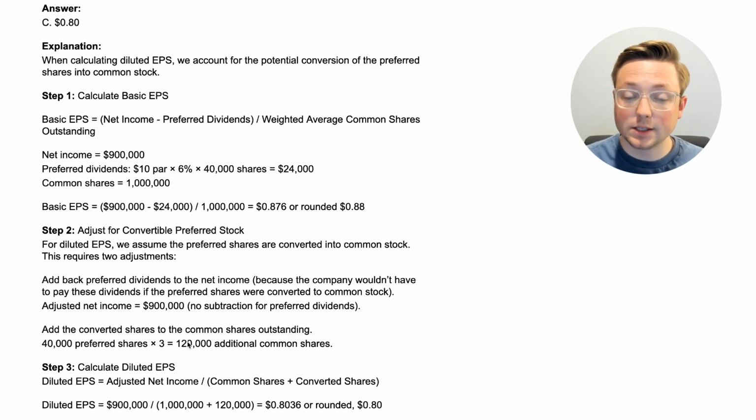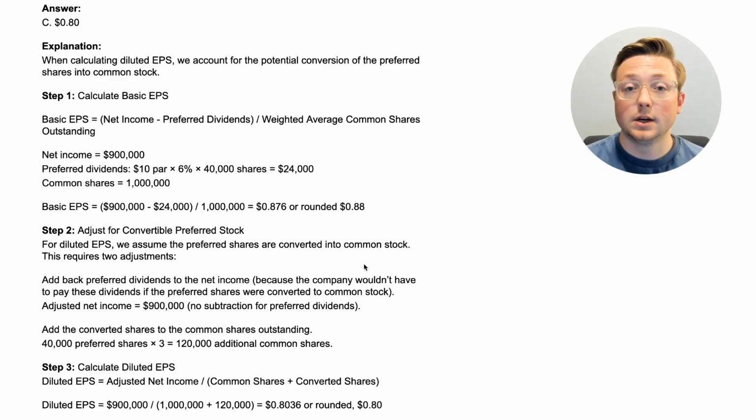So with these 120,000 additional shares and taking the net income back up to $900,000, that would be $900,000 divided by 1,120,000 shares now, and that gives us a rounded 80 cents per share, or diluted earnings per share. So we can see that it is dilutive. It went from 88 cents to, if they had converted the preferred stock, 80 cents. That is dilutive. The earnings per share went down. It was diluted across more shares. So that's what that means.